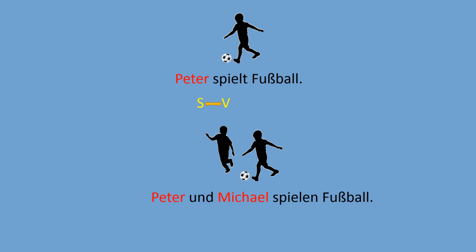But look what we have now. We have two subjects, two nouns which act as subject. We have Peter and we have Michael. So here we change our formula and we say subject 1, Peter, is connected by using a coordinating conjunction and to the second subject, Michael, and then both subjects are connected to the same verb, spielen, because both kids play at the same time. So we have subject 1 and subject 2 connected to one verb.